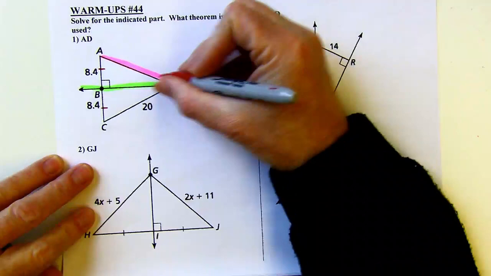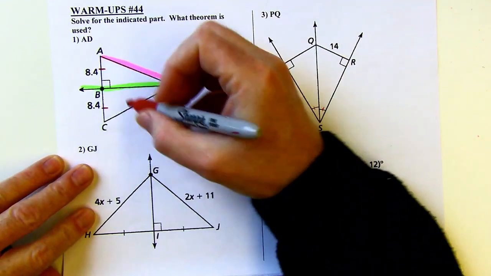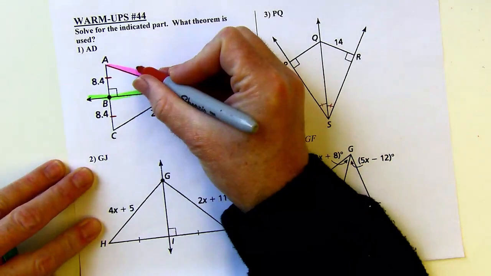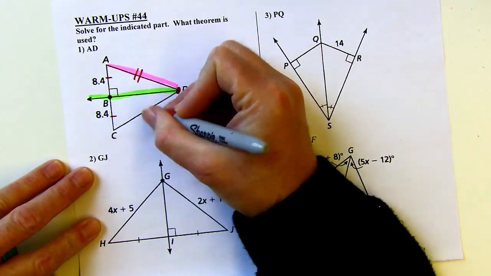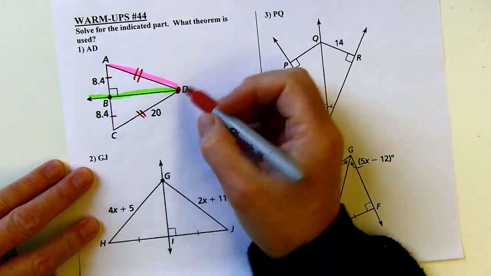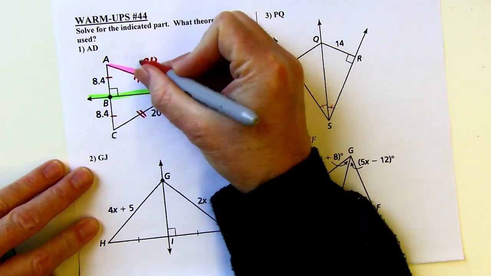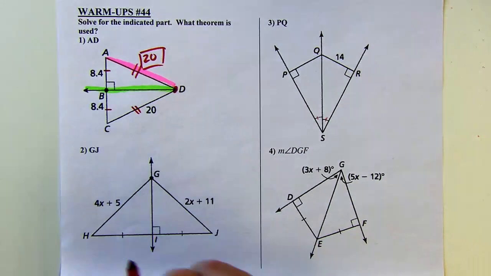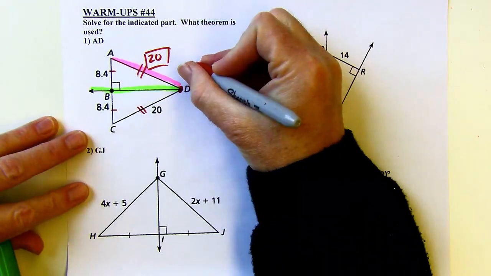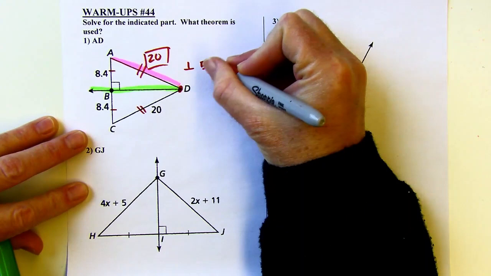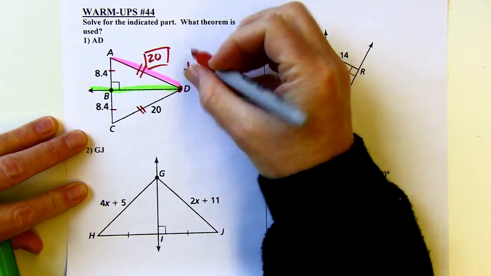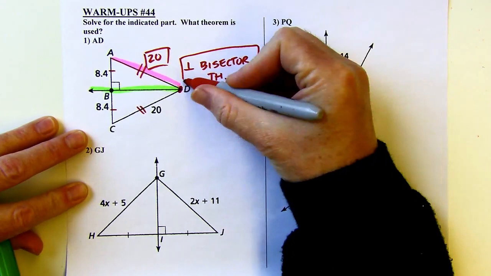So point D, hey, that's on that line, so that means it's going to be the same distance from A to D as it is from C to D. So hey, if this is 20, this is 20. Something maybe that you could have figured out intuitively, but what we actually use there is the perpendicular bisector theorem. Because it also asks what theorem is used.